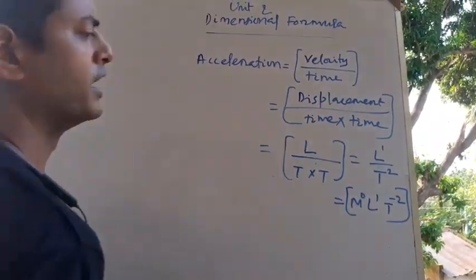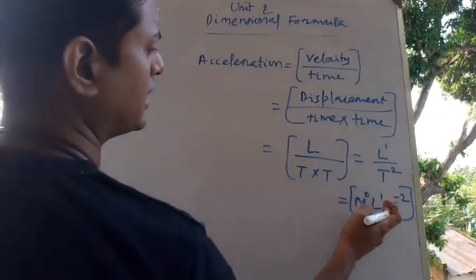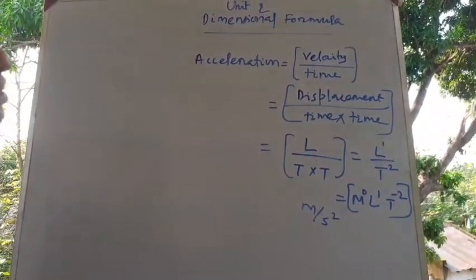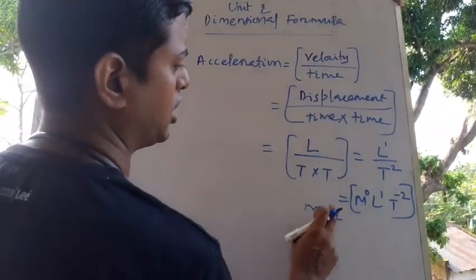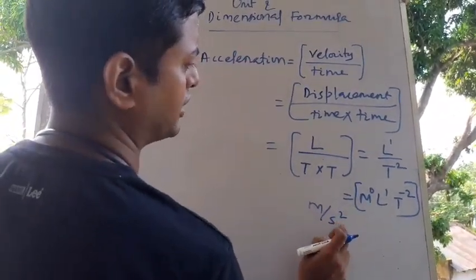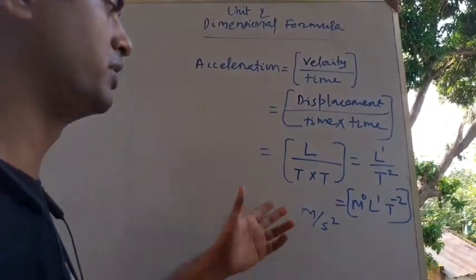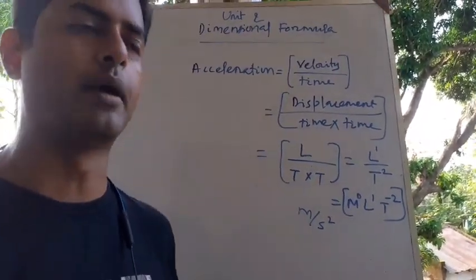So M0 L1 T minus 2. If you can relate this with unit, you can also write meter per second square. This is the unit of acceleration. Meter per second square. For meter I can write L1. Per second square I am writing T to the power minus 2, or here T square. So basically from unit also you can convert it into the dimensional formula.